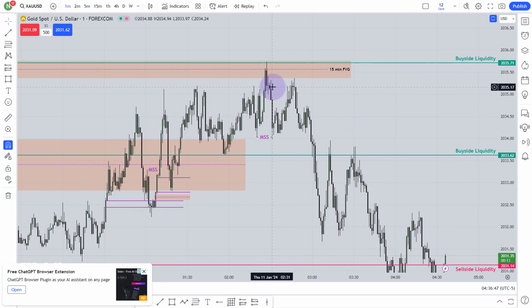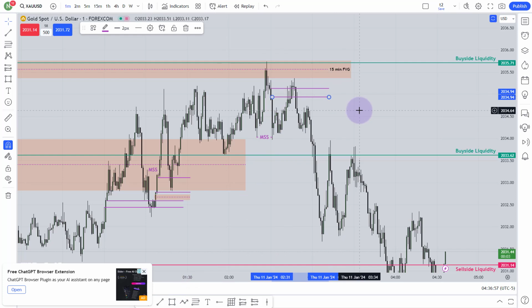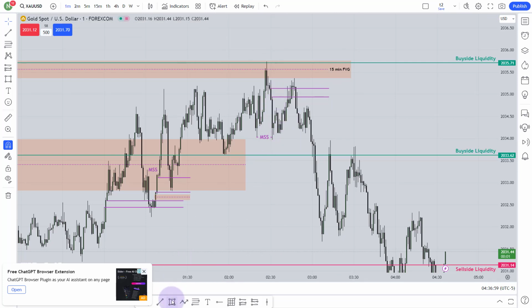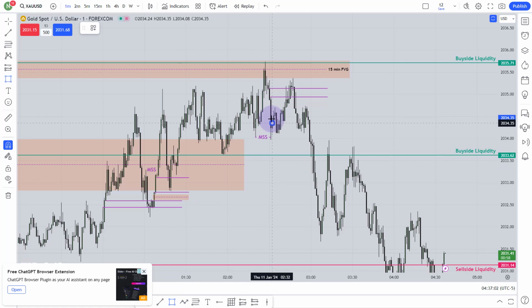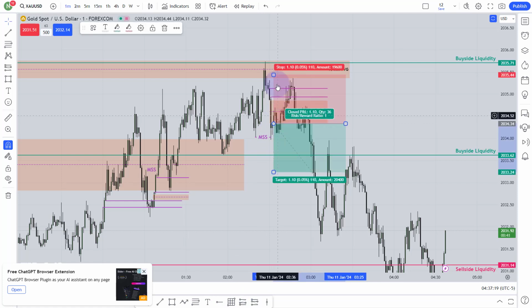After shifting the market structure, I will look for the first fair value gap. Okay, so this is the first fair value gap, and this is my entry fair value gap. Okay, I will take my entry to this fair value gap here. So after shifting market structure, when this thing happened, I will take my sell over here. And where will be my stop loss? Just above the swing high.